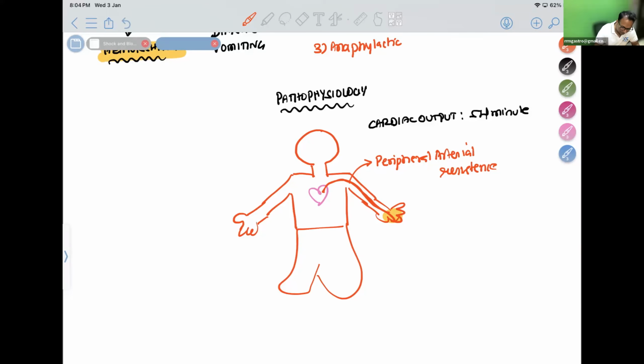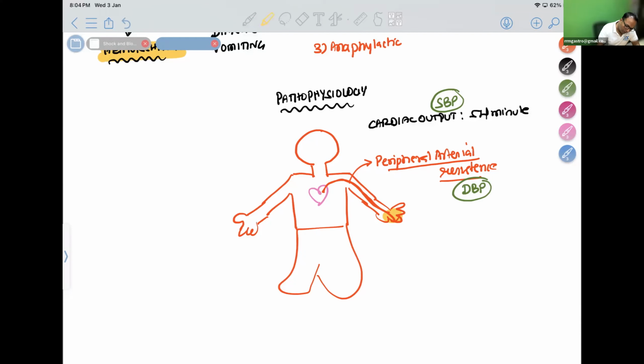So peripheral arterial resistance is the pressure exhibited by the arteries as the blood is going to the peripheries. In other words, cardiac output is a measure of systolic BP and peripheral arterial resistance is a measure of diastolic BP. Please don't forget, cardiac output is a measure of systolic BP, peripheral arterial resistance is a measure of diastolic BP.